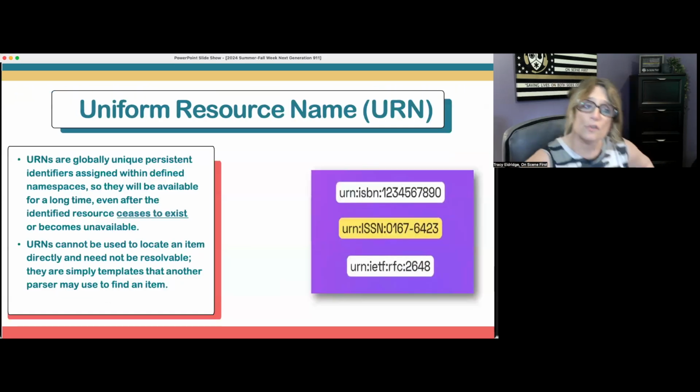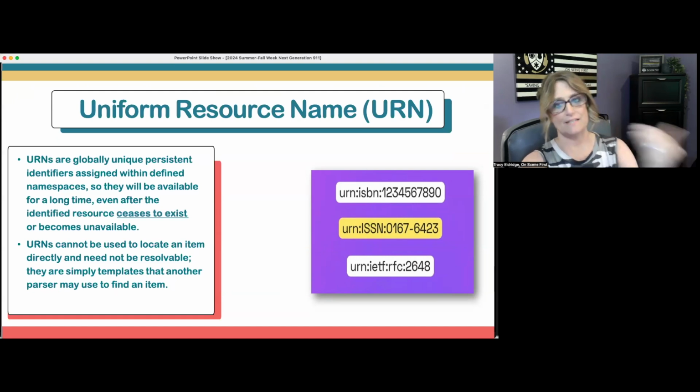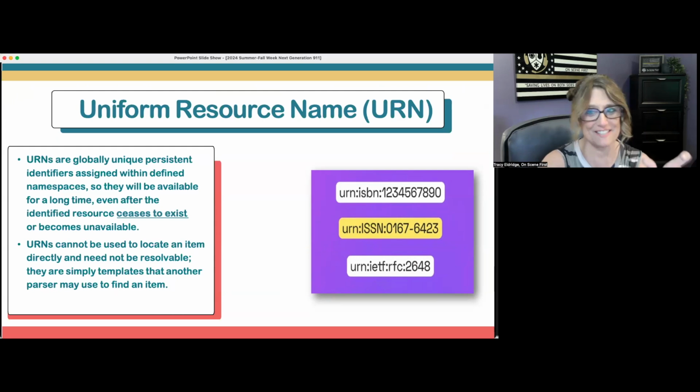The uniform resource name. I said number before, I meant name. I apologize. Name, because it is a number. So the N, even though it's a name, it's a number. But it's specifically identifying something. It doesn't change.